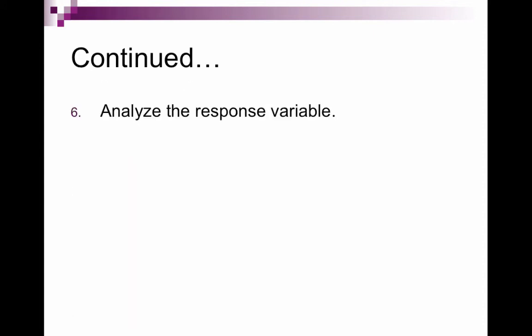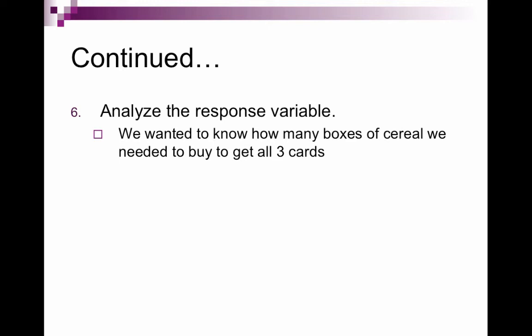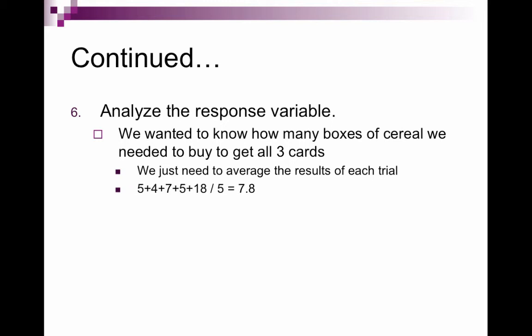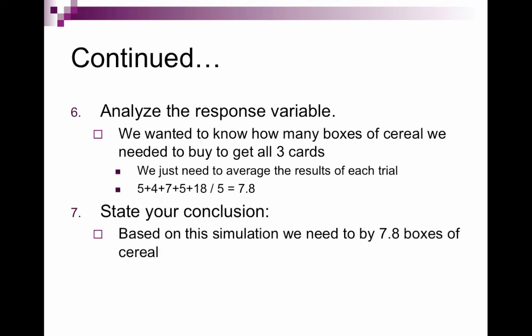The sixth step is to analyze the response variable. We want to know how many boxes of cereal we need to buy to get all 3 cards. So in this case, we're going to average the results of each trial. I would add them all up, divide by how many there are, and I get 7.8, which means that in our conclusion, we would have to buy 7.8 boxes of cereal. Now we can't buy 0.8, so if you round up to a whole number, that would be appropriate. So based off of this, we would need to buy 8 boxes of cereal to ensure that we get all 3 cards.